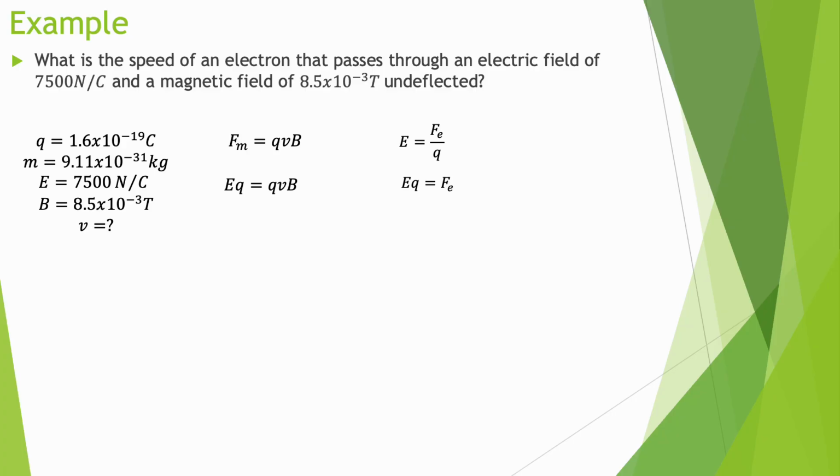Now we want to solve for the speed, so we're going to gradually start rearranging for V. However, what we'll notice first is we have the charge on both sides of the equation, so that's going to cancel out. And then divide both sides by our magnetic field, substitute our values in, and we get 8.8 times 10 to the 5 meters per second as our speed.